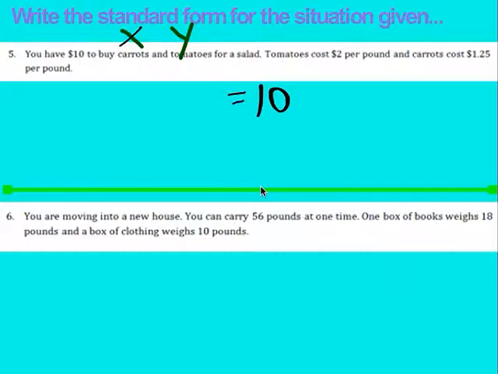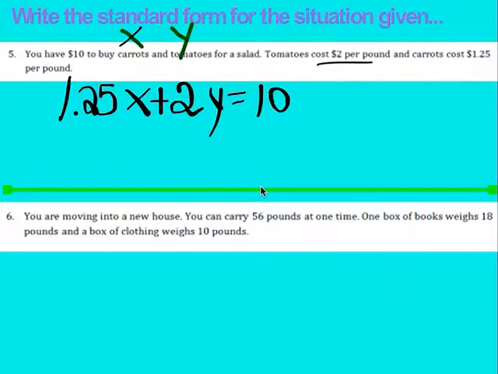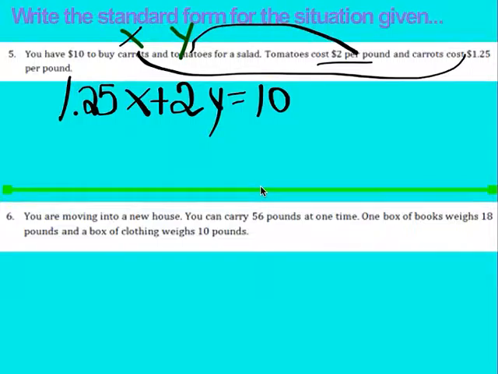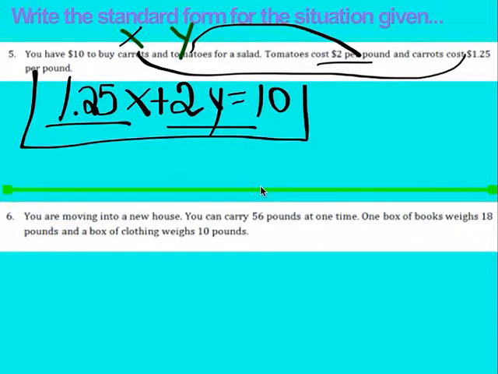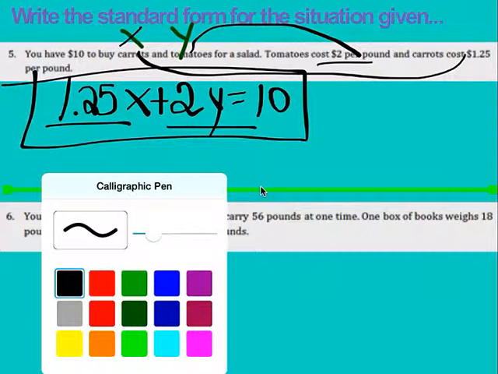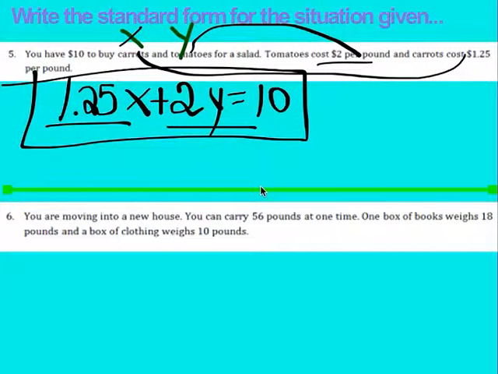Okay. Then, for every x carrot I buy, it's going to cost me $1.25. Then, for every y tomato, it's going to cost me $2. So notice I connected carrots with the carrot cost and tomatoes with the tomato cost, and I multiplied them with each of their variable. So that is your final answer for number 5. This is all the setting up you have to do on those word problems. And remember, the word problems on here are very similar to the word problems on your quiz, and your practice sheet.